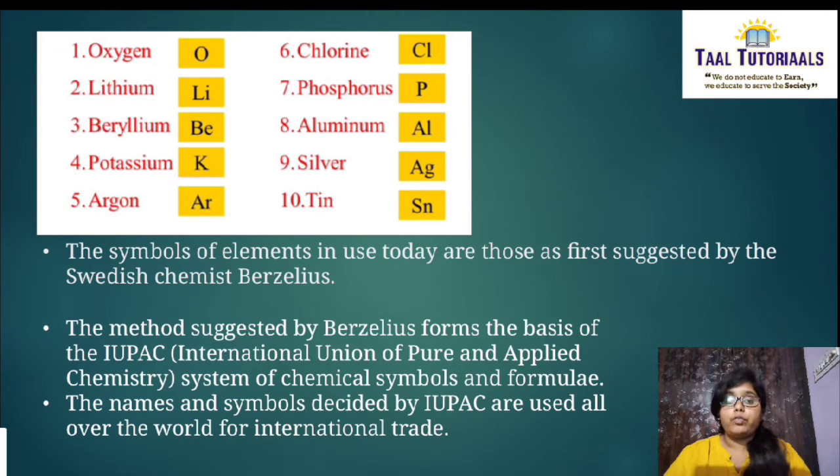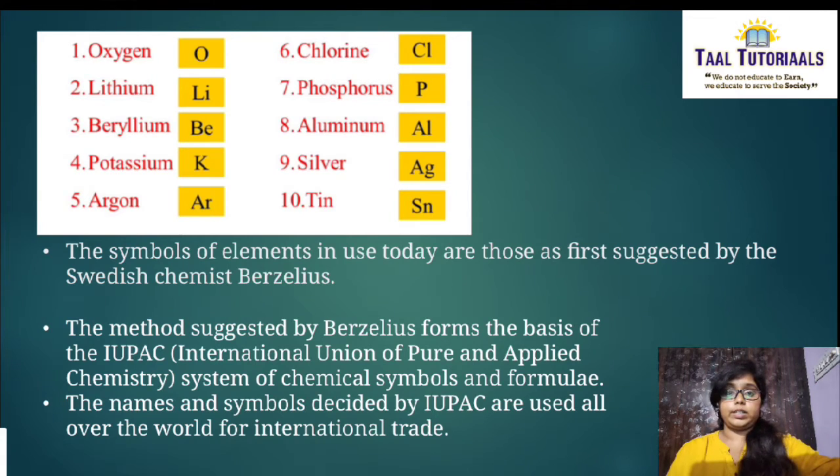Yeah, now the symbols of elements in use today are those first suggested by the Swedish chemist Berzelius. We are using his method only. Next, the method suggested by Berzelius forms the basis of the IUPAC system. Okay, what is IUPAC? IUPAC is the International Union of Pure and Applied Chemistry. That system we are following to name the elements. Okay. The names and symbols decided by IUPAC are used all over the world for international trade. See, it is used worldwide. This system is accepted. That is what the IUPAC system is.